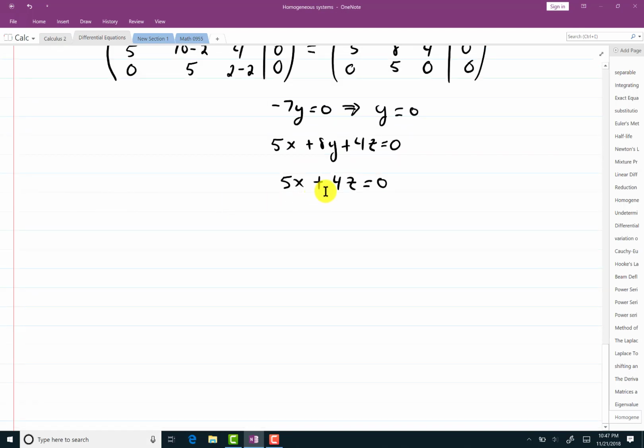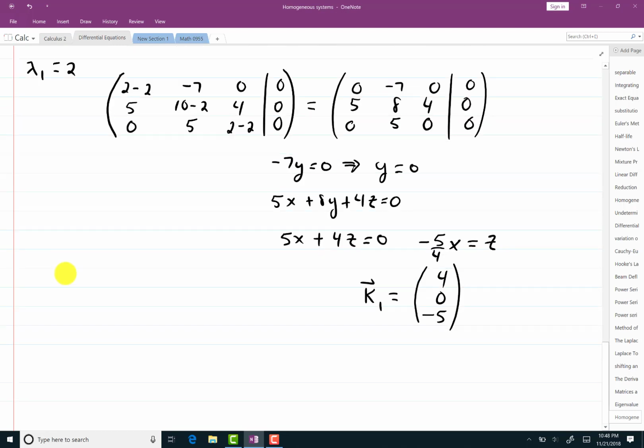And then, there's a lot of ways you can do this, but I think what I'll do is rewrite this as negative 5/4 x equals z. So I simply subtracted 5x and divided by 4. That way, when I construct my eigenvector, it's going to have 3 entries. It'll be 3 rows. I'm going to choose x to try to avoid fractions. So if I let x be equal to 4, z will equal negative 5, and we already found that y was equal to 0.